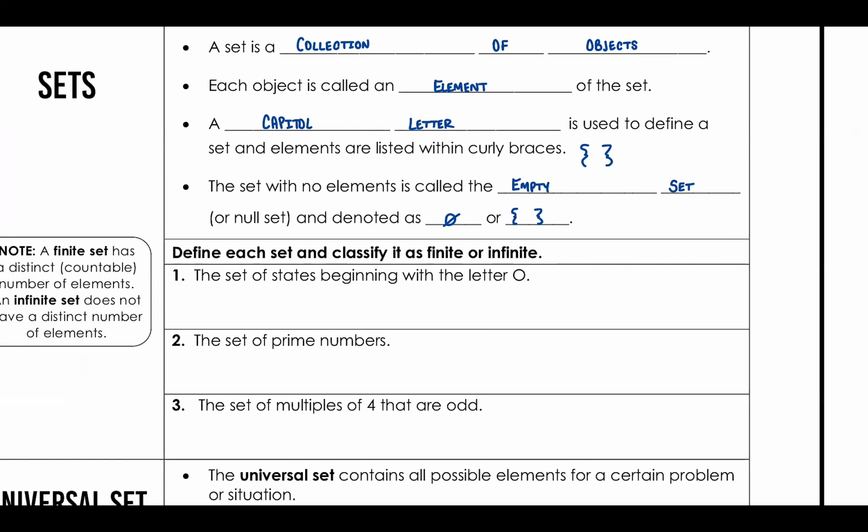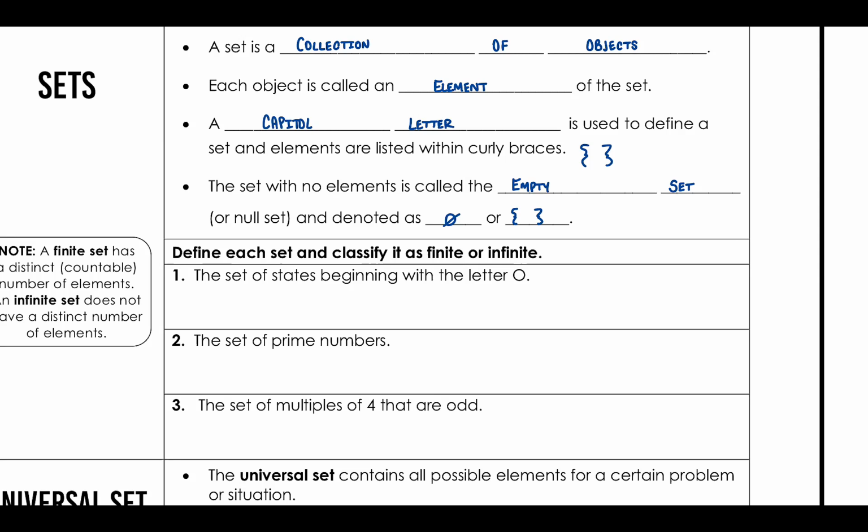If a set has no elements, we call that an empty set. And you'll see that it could also be called a null set. You'll either see it as a 0 with a slash through it, or you'll see it as a set of empty curly braces.